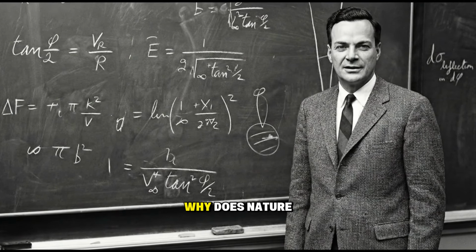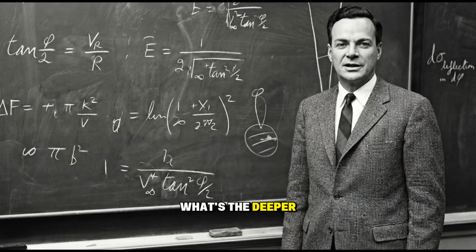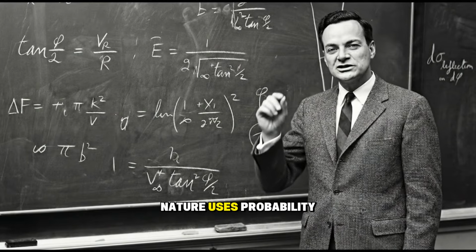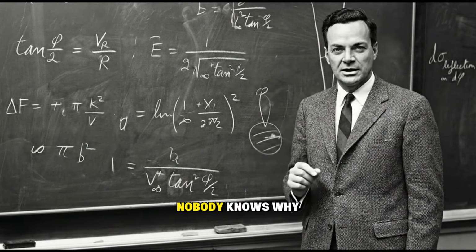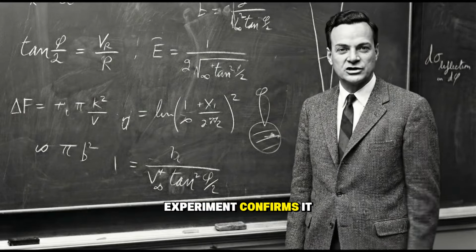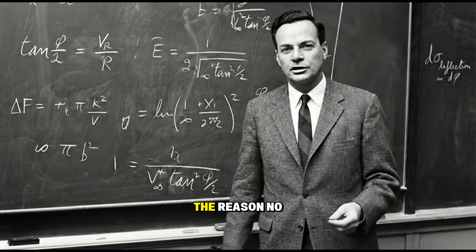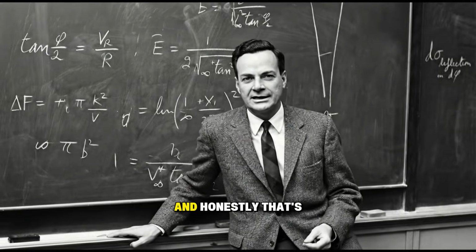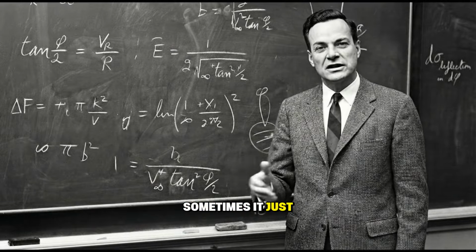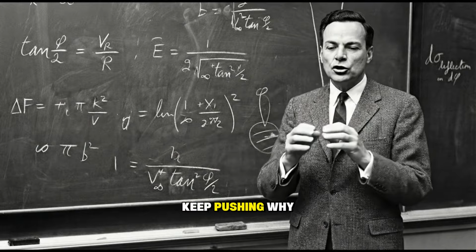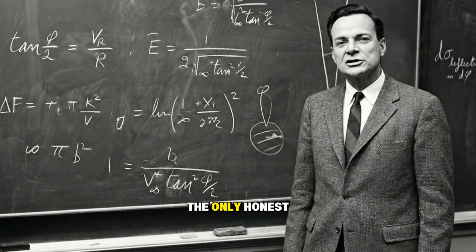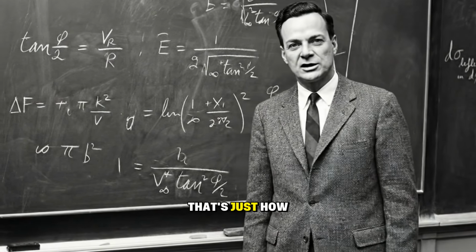Now you might wonder, why does nature work this way? What's the deeper explanation? There isn't one. Nobody knows why nature uses probability amplitudes. Nobody knows why the arrows work. We know that they do, every experiment confirms it, but the mechanism behind it, the reason, no idea. And honestly, that's okay. Science doesn't always answer why. Sometimes it just answers how. And if you keep pushing why this, why that, eventually you reach bedrock, the place where the only honest answer is, that's just how nature is.